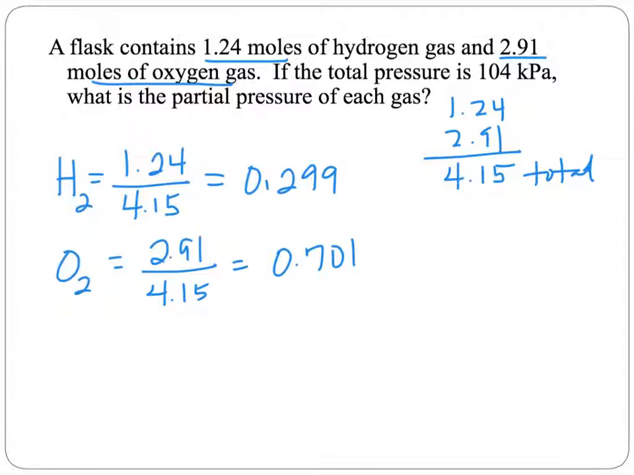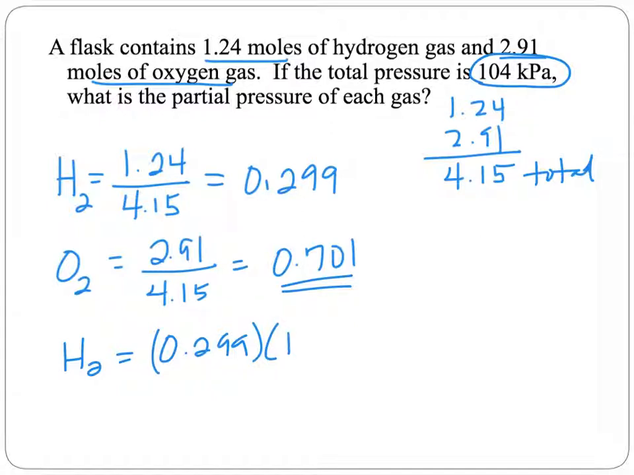Once you have the mole fractions, the next step is to figure out the partial pressures, and you do that by taking your mole fractions and multiplying them by the total pressure. So for hydrogen we have a mole fraction of 0.299. We multiply that by our total pressure of 104 kilopascals. And if you do the math, you find that there are 31.1 kilopascals out of that 104. That's how much pressure is being provided by the hydrogen. That's the partial pressure for hydrogen.